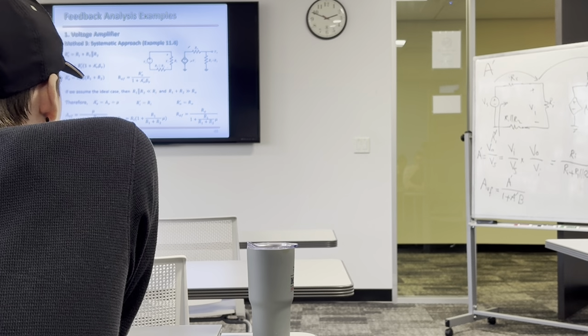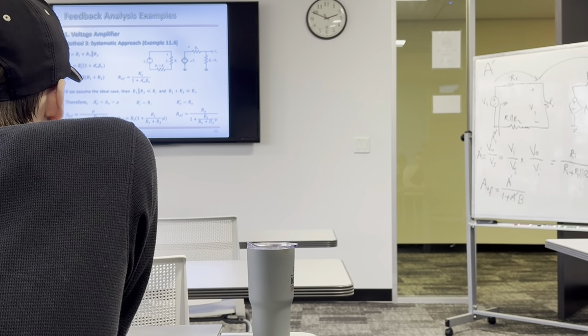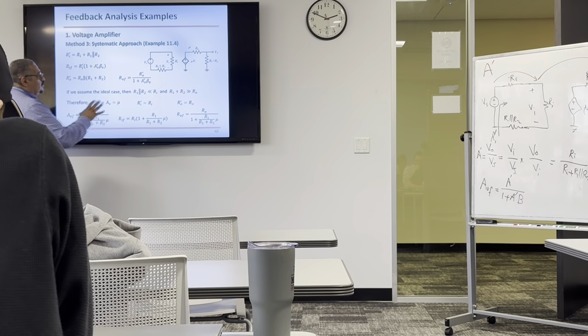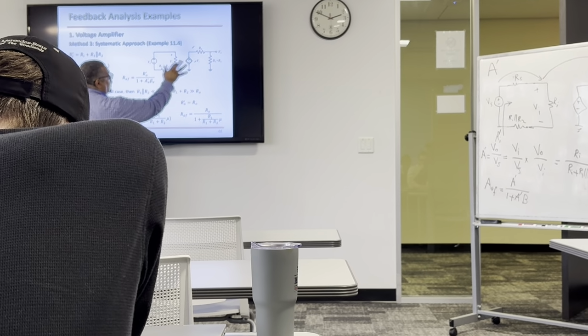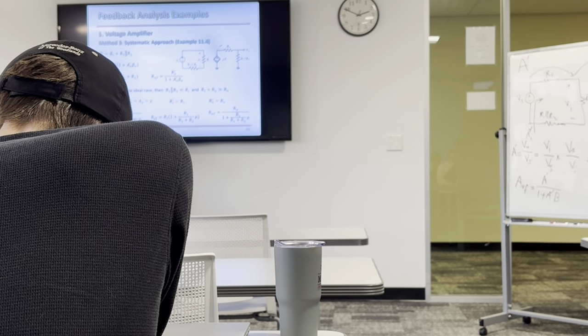Okay, now let's move to the R in and R out. What's R in here? Before the feedback, it was Ri, right? After the feedback, how much is the resistance you see from this side?